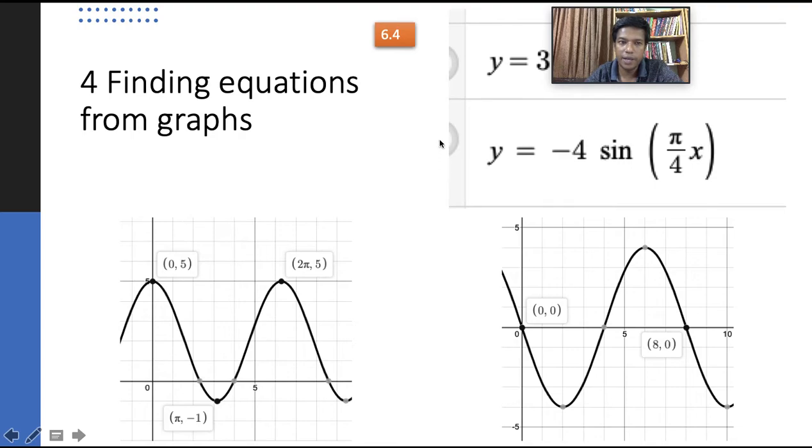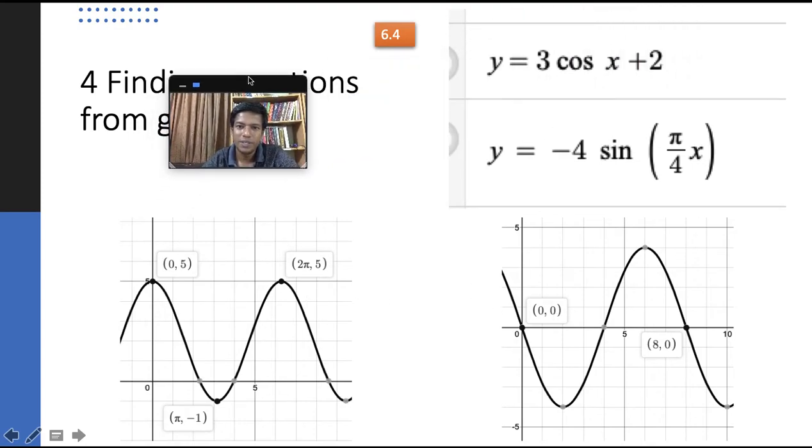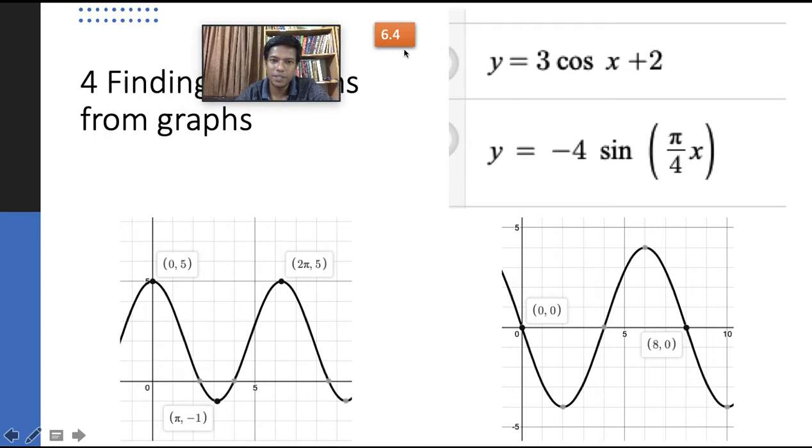And this is like finding the equation from the graph. So let's say these graphs are given. So which one is the equation? Here actually you have the answer, since you can see the answer. This is from 6.4, but this is the pattern of this type of question. Let's say some graphs are given, you will have to find out the equation of those graphs. Okay, and you know that this is our cos graph, and this is our sine graph.